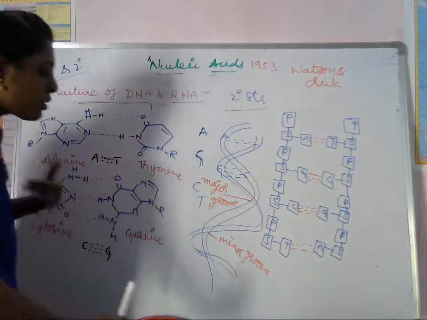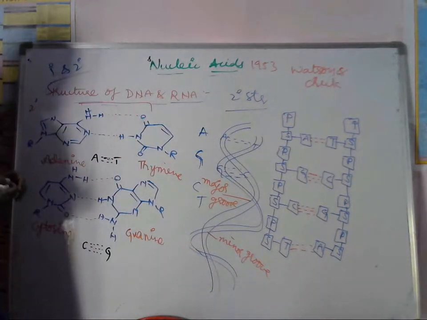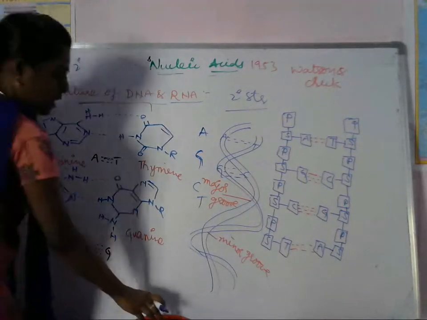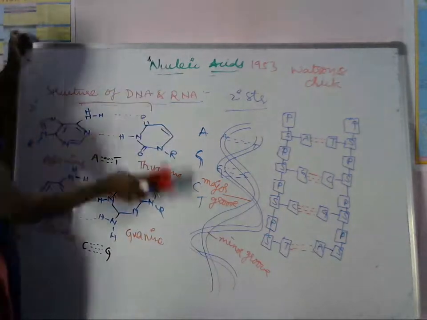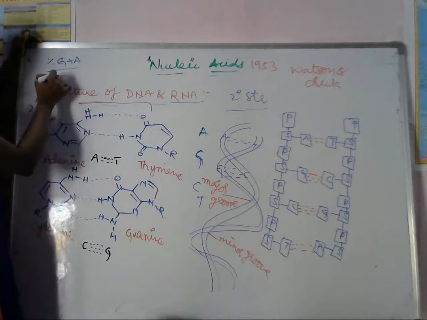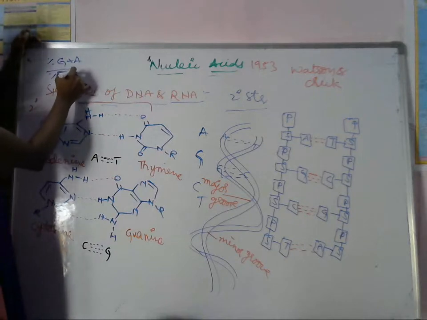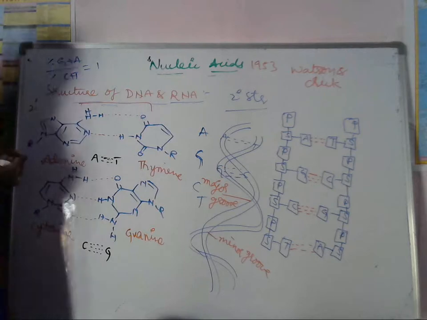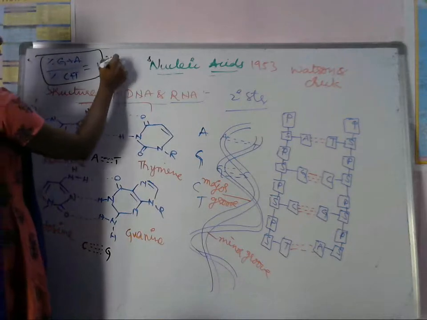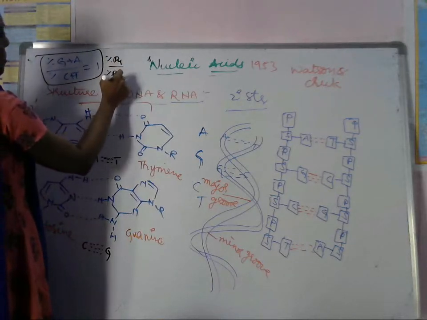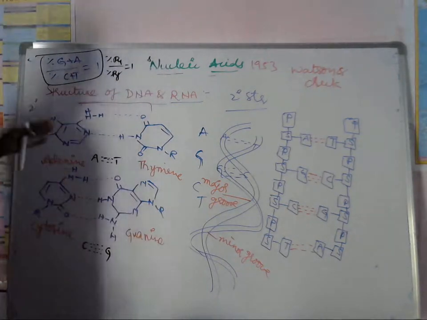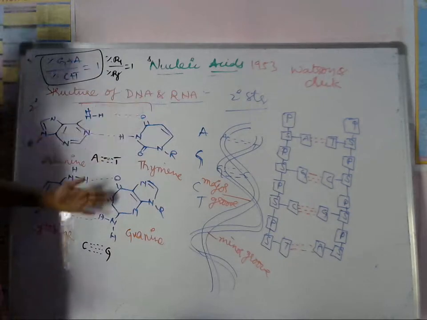Here also, what about the total percentage of purines and pyrimidines? Let's see what the percentage of this one is. Okay, so the percentage of G plus A by the percentage of C plus T is equal to 1. So this also should be 1. So the percentage of purines by the percentage of pyrimidines should be equal to 1. So if it satisfies this formula, this ratio will be like this.